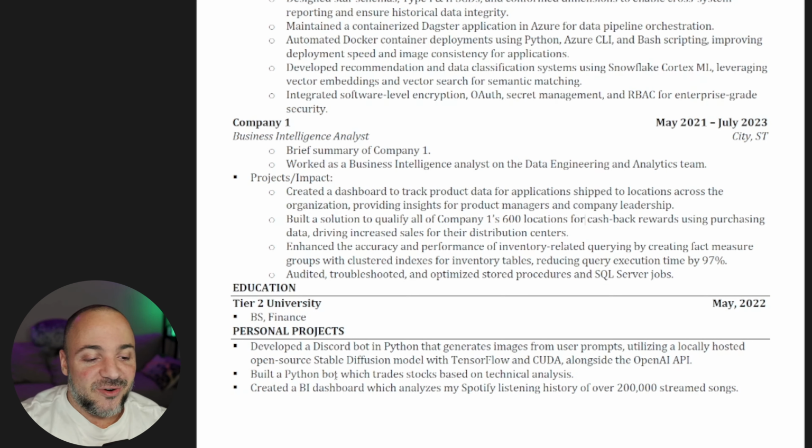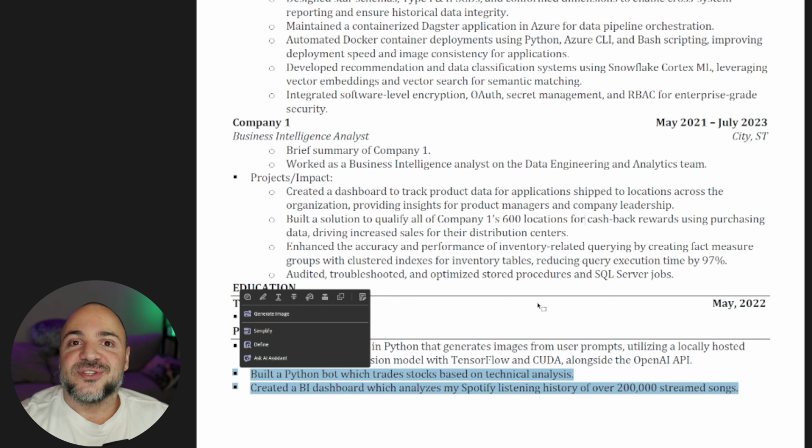But this next one too, created a BI dashboard which analyzes my Spotify listening history of over 200,000 streamed songs. Again, why is this so interesting? Well, from my perspective, if someone's really interested in working in data, the fact that they have two projects like this that have a lot to do with understanding data, modeling, analysis, to me, that's highlighting that they are really interested in this stuff. It might be something that they're good at, but it's also probably something that they really enjoy, or they probably wouldn't be spending more time building side projects like this.